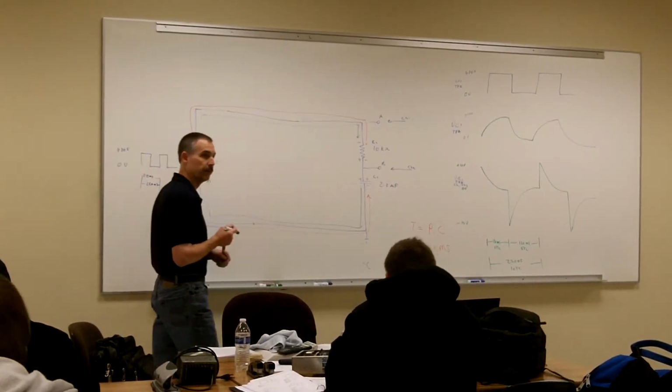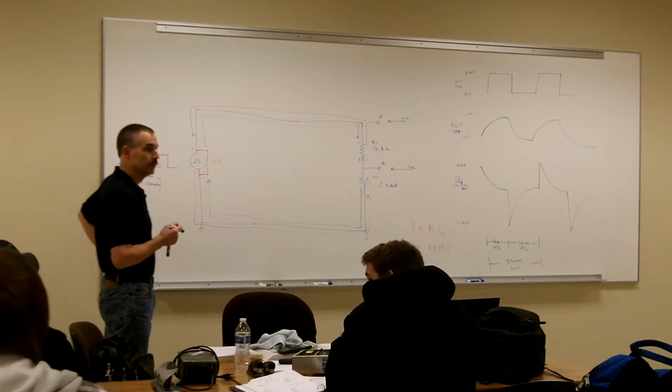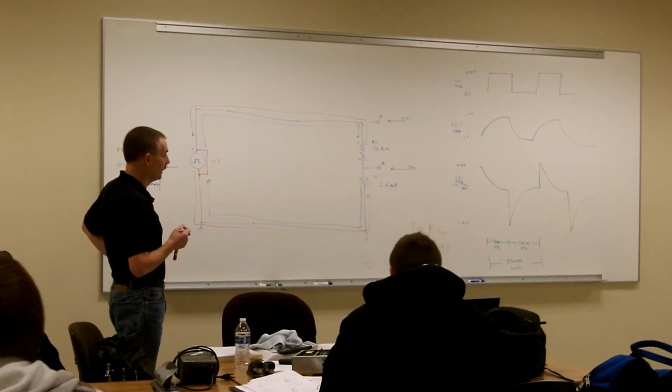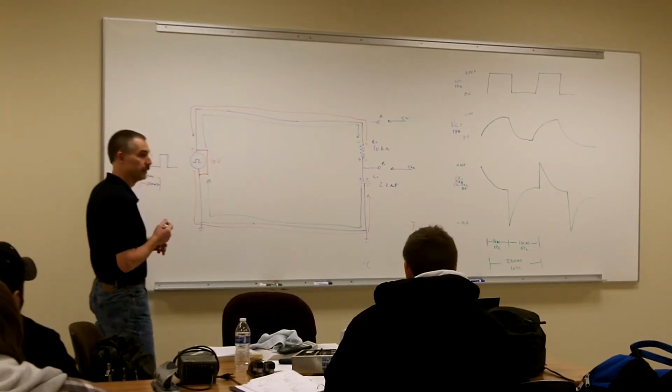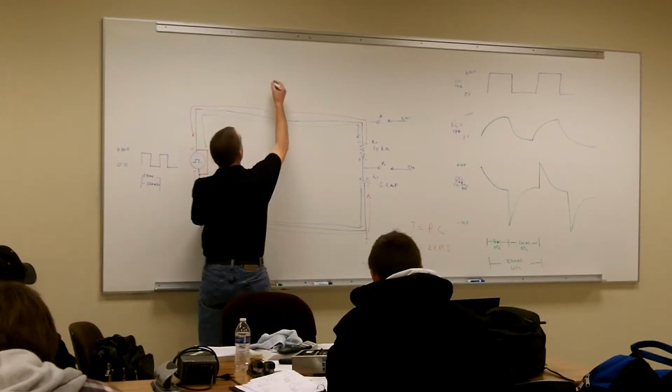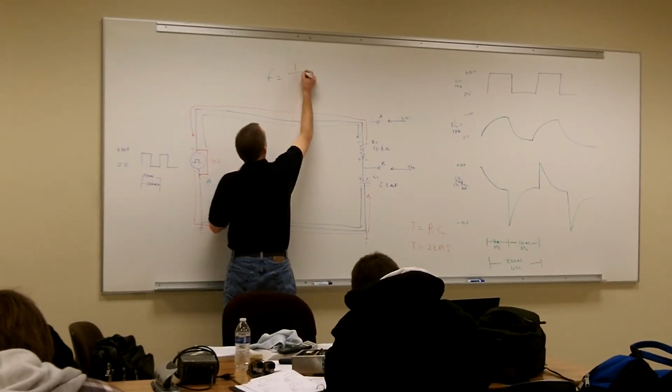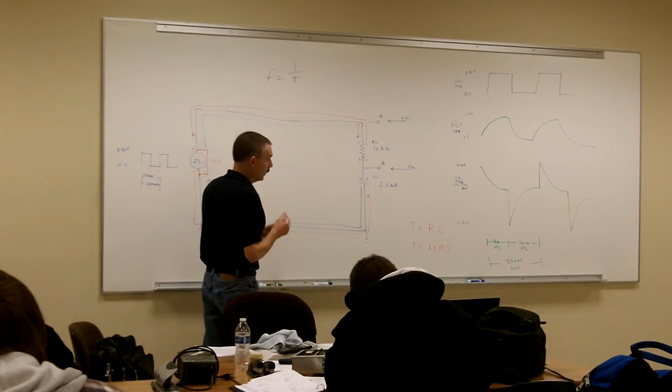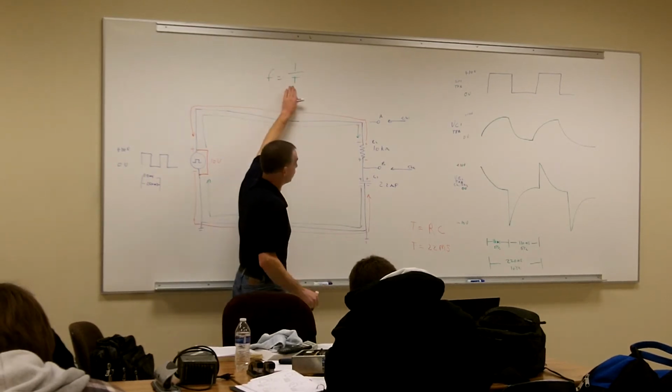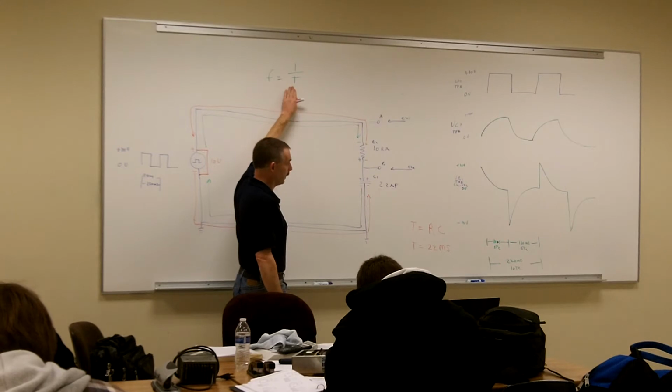Anyone know what my frequency would be on this one? How do I calculate frequency? What's the formula for frequency? Yeah, 1 over the period. So frequency is equal to 1 over 200 my time. And what's my time going to be equal to for my period? 220 milliseconds.